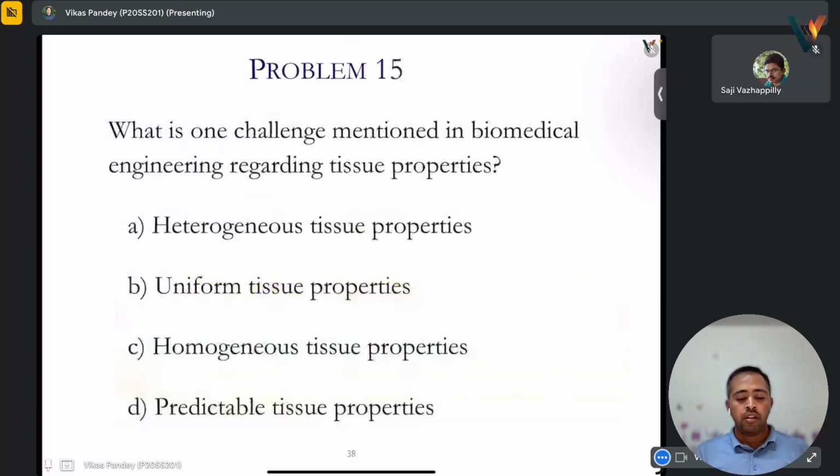Fine. So, what is the one challenge mentioned in biomedical engineering regarding tissue property? Is it heterogeneous tissue properties, uniform tissue properties, homogeneous tissue properties, or predictable tissue properties? What is the challenge mentioned in biomedical engineering? Heterogeneous tissue property. Yeah, and why is it so?